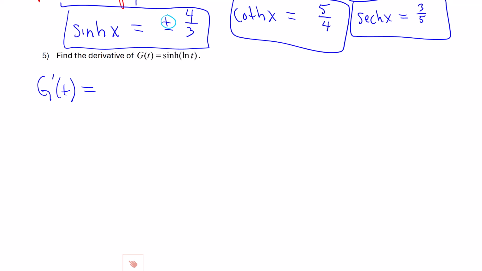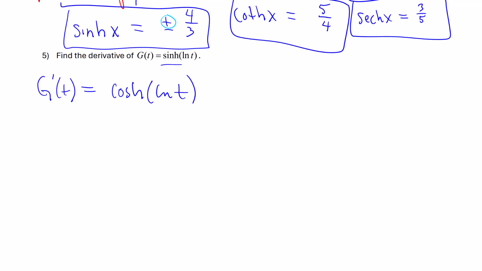So we'll start with the derivative of the outer function first, which in this case is sinh. Now go back up and review the derivative for sinh. You'll find that it's cosh. So we'll say here, g prime of t is going to be cosh, cosine hyperbolic, of ln of t, the inner function. So there's the outer function's derivative. The derivative of sinh is cosh.